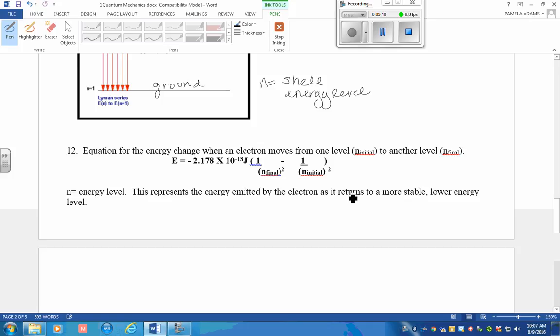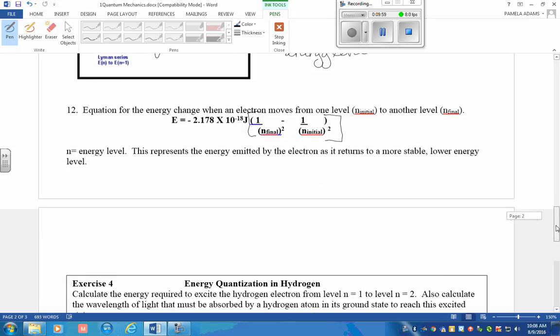Okay, this was hard for me to format. So the equation for the energy change when an electron moves from one level, that's where it started from, to another level, is this. So I would like you to put these big brackets around there because it was too hard for me. So you take the final energy level and square it, take the inverse of it, subtract the initial energy level squared, take the inverse of it, and then multiply it by this number, make sure you have the negative, and that will tell you the amount of energy emitted by an electron when it goes to its lower energy level.